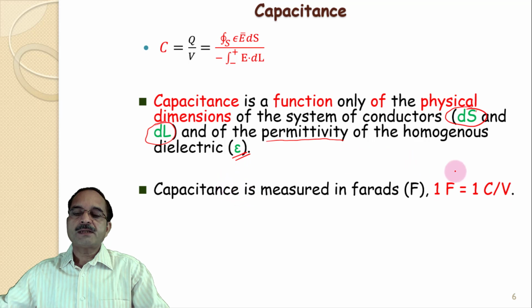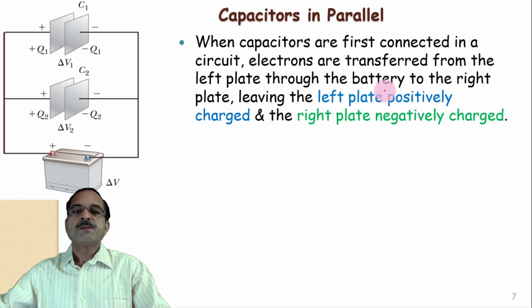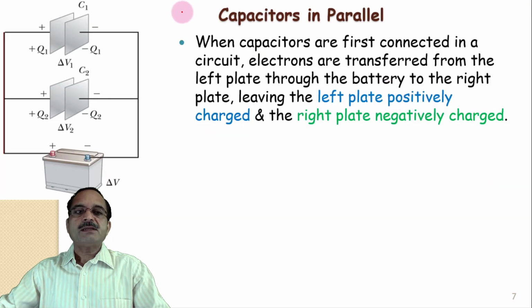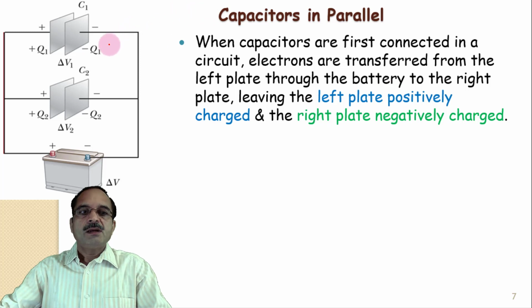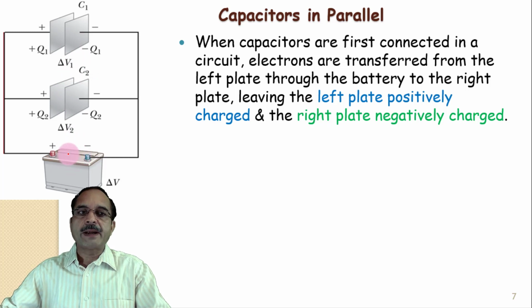And the unit of the capacitance, as it is the ratio of charge upon V, can be written as coulomb per volt, or it is defined as 1 farad. Now when capacitors are connected in parallel, what is the equivalent capacitance? Let us assume two capacitors are connected in parallel, and the combination is connected to this battery.